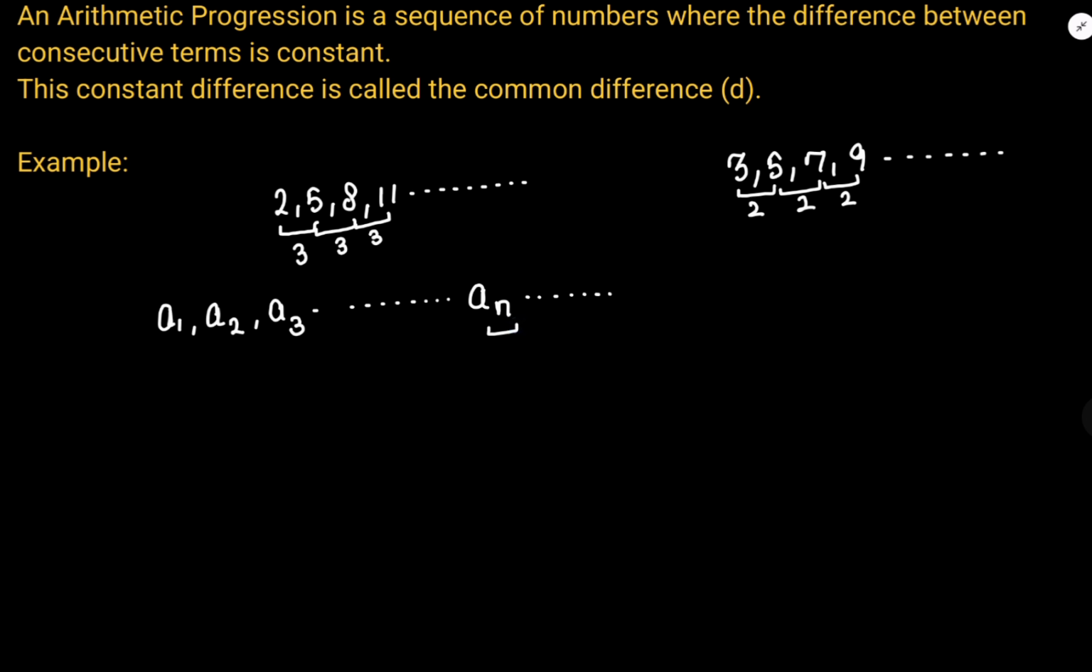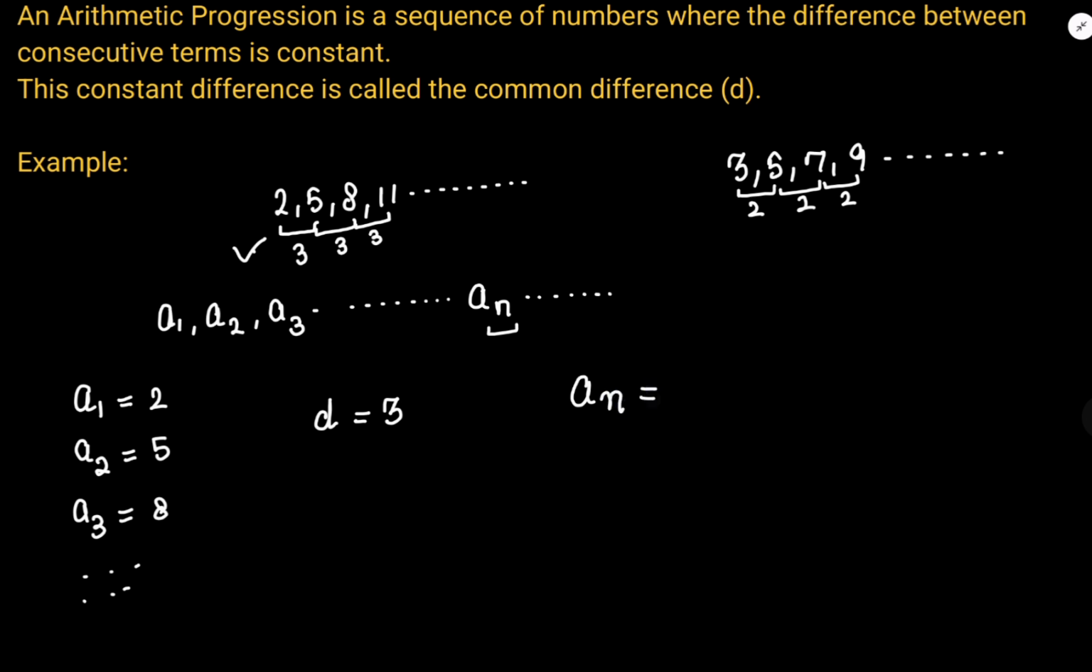Here in this sequence, A1 is what? A1 is 2, in the first sequence. What is A2? A2 is 5. What is A3? A3 is 8, like that. After this we should know about the difference as well. The difference is common between each consecutive term. That is why it is known as the common difference, and it is denoted by D. So here what is D? D is 3 here.